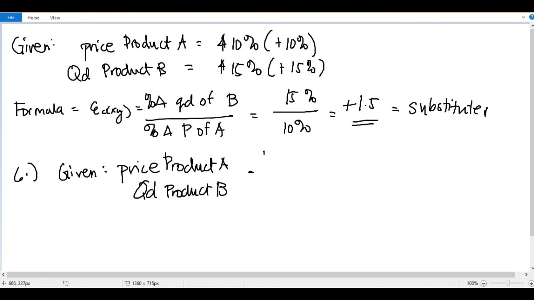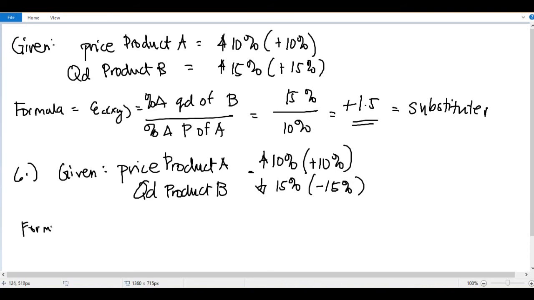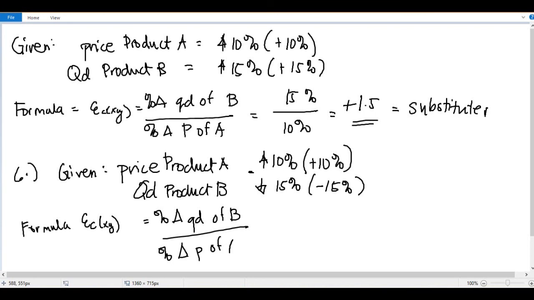So you have an increase of 10% for A, so plus 10%. However, for product B, there's a decrease of 15%. So this is negative 15%. Again, this is important, the increase or decrease, because we're computing for cross-elasticity. So the formula, again, EC or EXY is equal to the percentage change in QD of B divided by the percentage change in price of A.